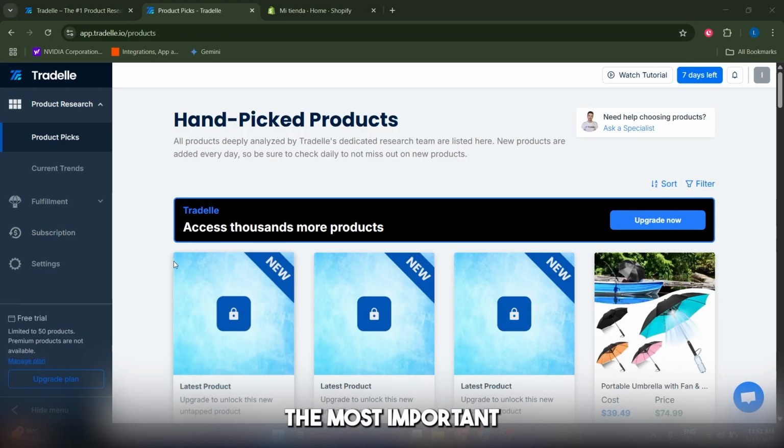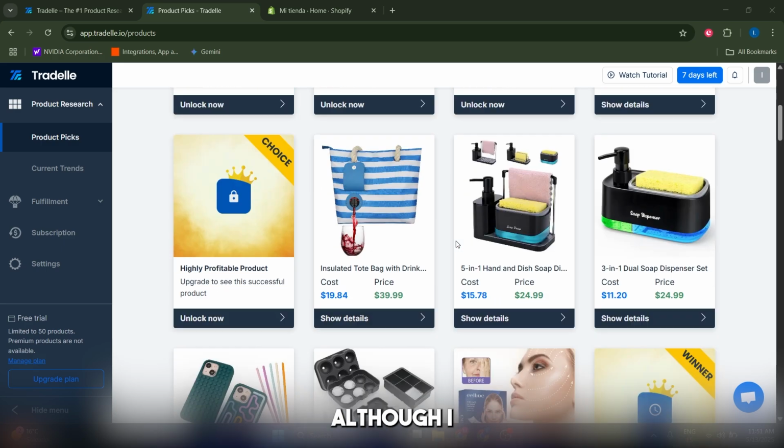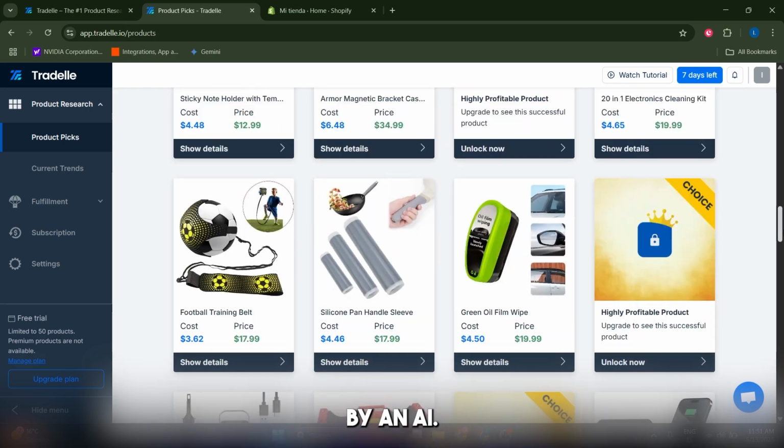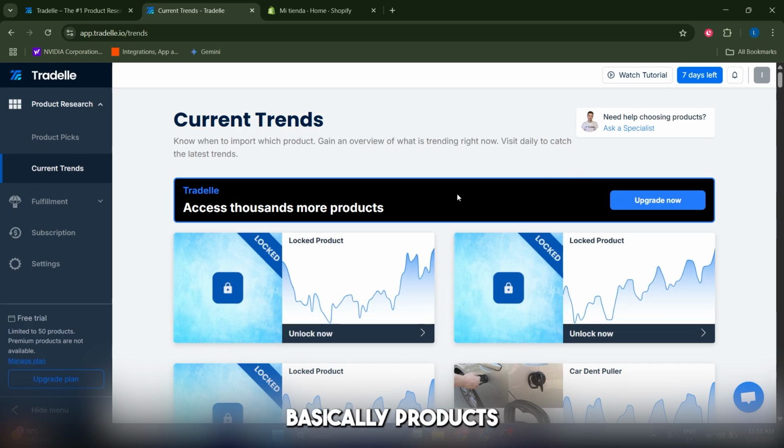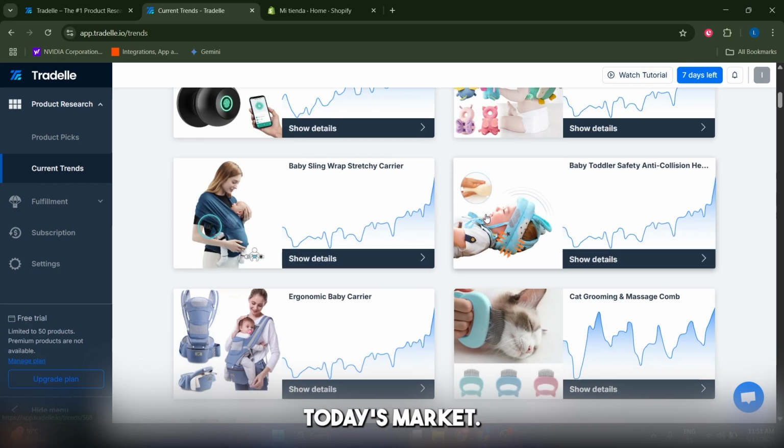Now let's talk about the most important feature in Tradelle, which is the product research or the winning products. And here you have basically two different categories. You have the product picks and the current trends. The product picks are basically a list of products that has been picked by the specialist Tradelle's team, okay? Although I actually believe that they are picked by an AI. So yeah, and these are updated daily, okay? You also have the current trends, which are basically products that are trendy in today's market, okay?